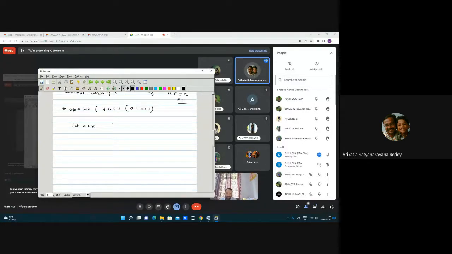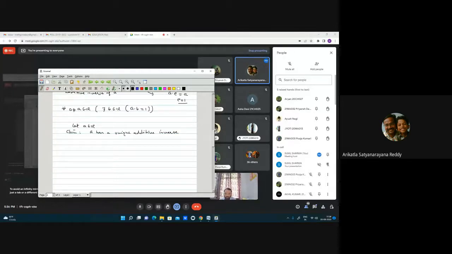Claim we will write. Sir, can you write, sir? Claim: A has a unique additive inverse. Claim means what we have to prove. A has a unique additive inverse. Right? This is what we have to prove.